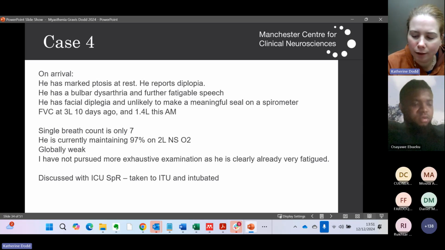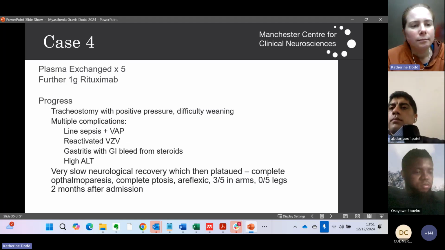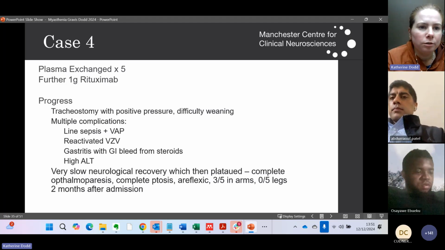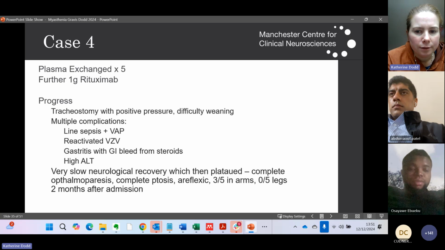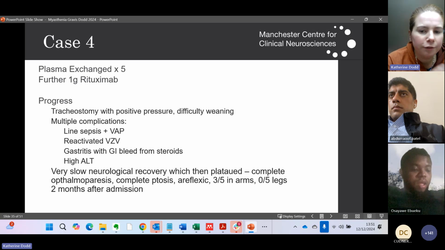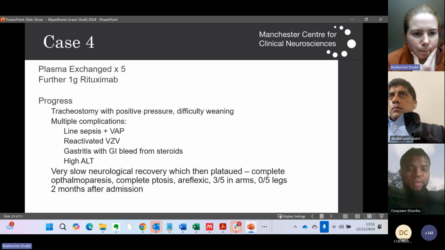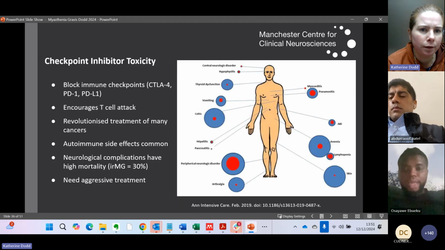So ITU came down and took him to ITU and intubated him. And he had further plasma exchange, more rituximab. He had a tracheostomy, multiple complications. And then a few weeks down the line, we find he's got this complete ophthalmoparesis, complete ptosis. He's areflexic, 3 out of 5 in the arms, 0 out of 5 power in the legs. And unfortunately, because of all of these complications, a decision was made to withdraw treatment and he died.